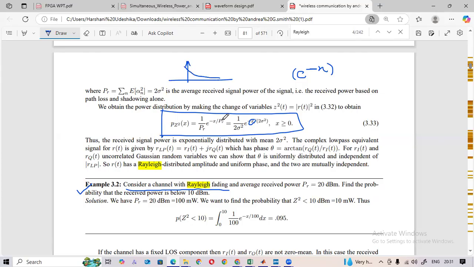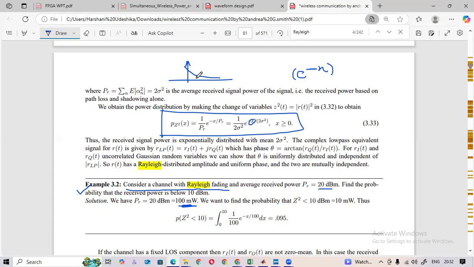So this PR, that is the received power. So the average received power is 20 dB, and this PR is in watt. So you can convert this 20 dB into watt, milliwatt. So 20 dB milliwatt, it will be 100 milliwatt. So you are asked to find the probability that received power is below 10 dB.